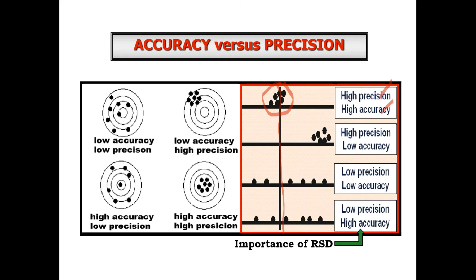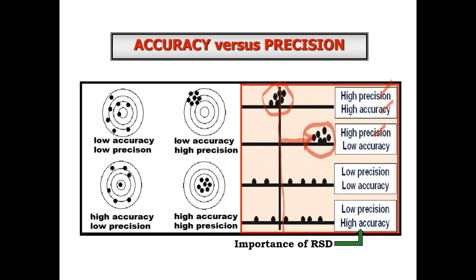The second one has high precision, where all the values are very close to each other. But then it has very low accuracy. Although high precision, it is very far away from the true value. So low accuracy because it is very far away from the true value. The third one has low precision. All the data are very far away from each other and low accuracy. When we get the mean, it's very far away from the true value. So low precision, low accuracy.